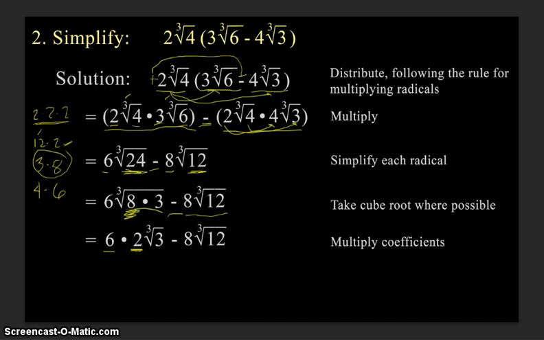So multiply natin yung coefficient. So 6 times 2 is 12 cube root of 3 minus 8 cube root of 12. So hindi natin pwedeng i-minus yung 8 sa 12 kahit na pare sila ng indices kasi hindi parehas ng radicand. Okay, so this is our final answer.